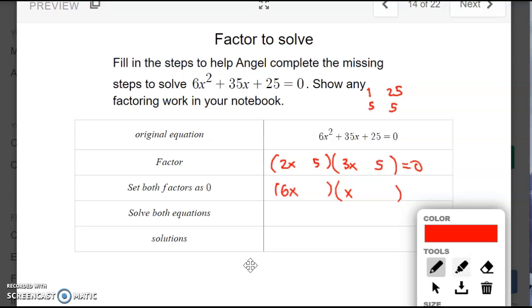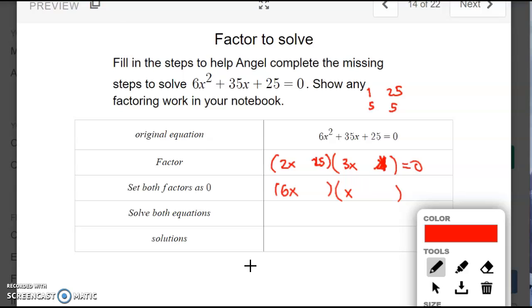Okay? So that didn't work. I could try 1 and 25. Would that work? 25 times 2 is going to be 50. 50 plus 3x, that's going to be way too big. And even if I swapped it the other way, even if I put 25 here and the 1 here, that's going to be way too big. So I know that I have to go to 6x and x.